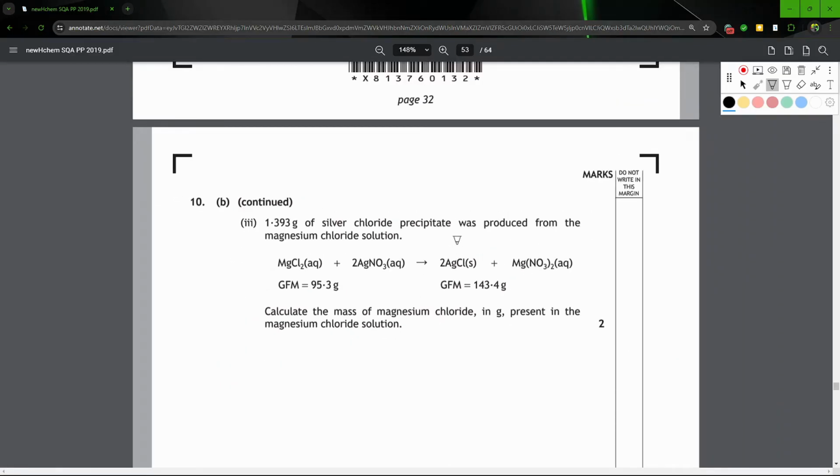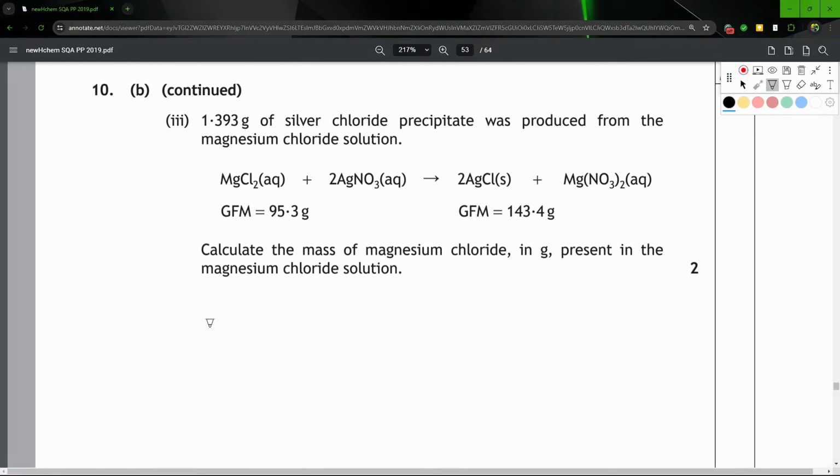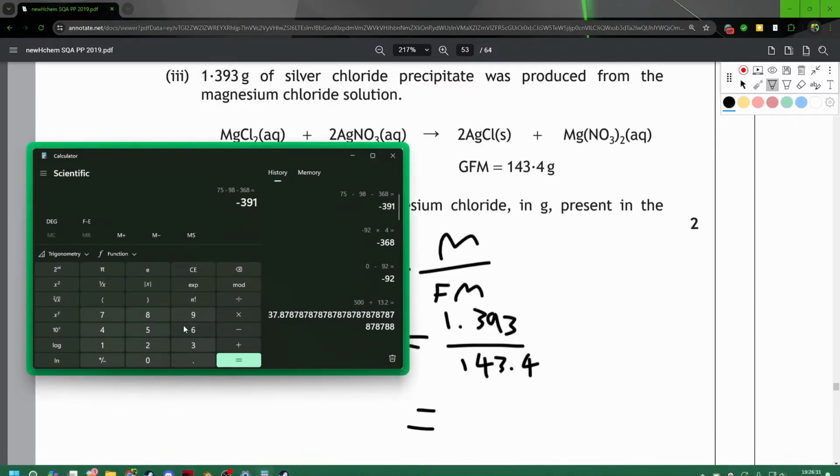1.393 grams of silver chloride precipitate was produced from the magnesium chloride solution. Calculate the mass of magnesium chloride in grams present in the magnesium chloride solution. Okay, so we've got 1.393 grams there, and we want to figure out the mass of magnesium chloride that was used. So let's go. n equals m over GFM, or whatever you want to call it, and it says 1.393 over 143.4. Then we're going to just run that through our calculator.